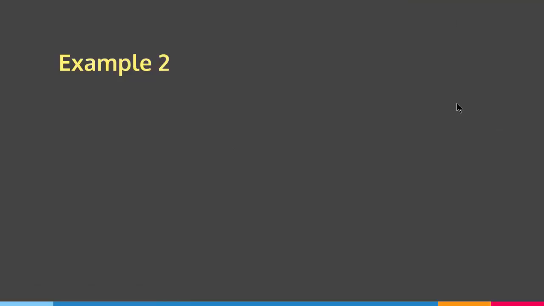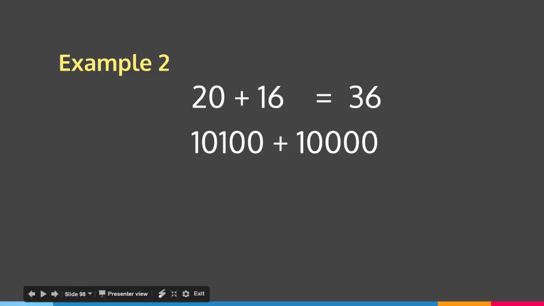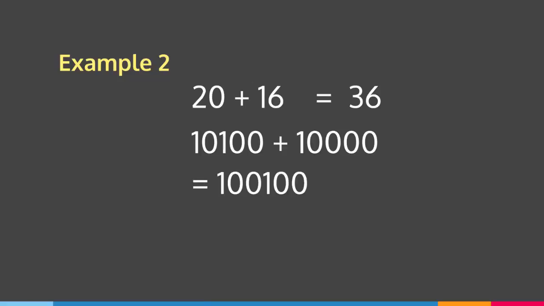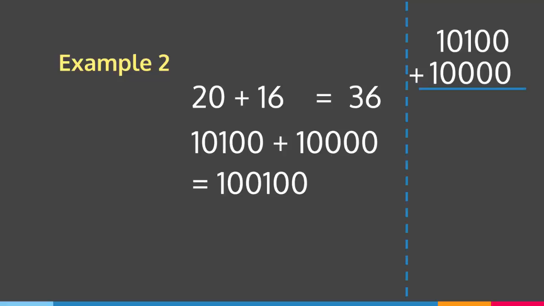What happens if I add, for example, 1, 0, 1, 0, 0 to 1, 0, 0, 0, 0, so with 4 zeros? Well, this is 20 plus 16 in base 10, which equals 36 in base 10, and 36 in base 10 is 1, 0, 0, 1, 0, 0. Let's see if we will get this. Let's go to the space to do the addition.